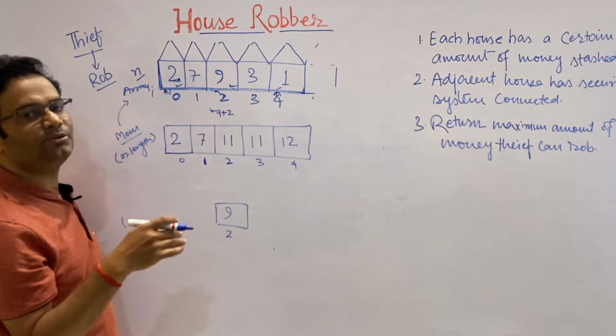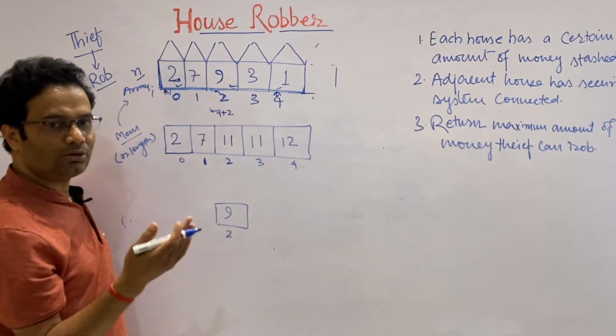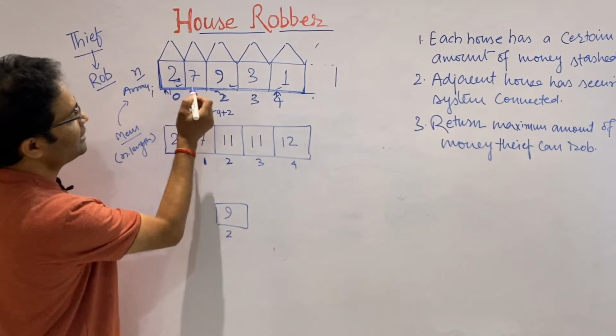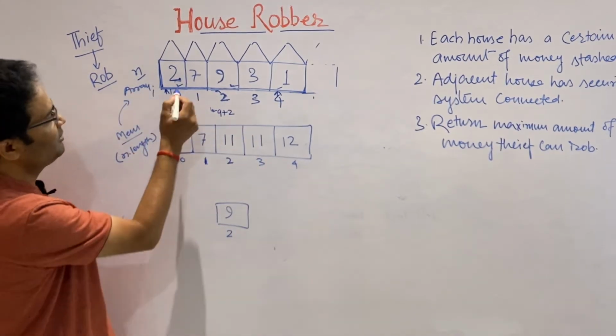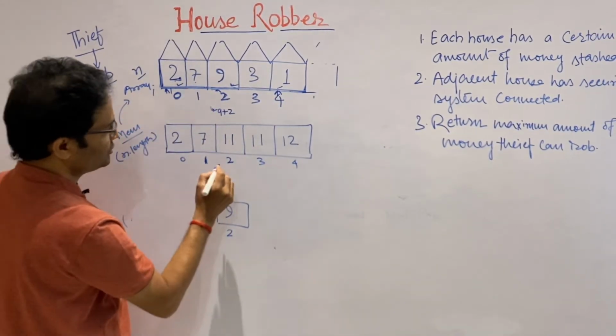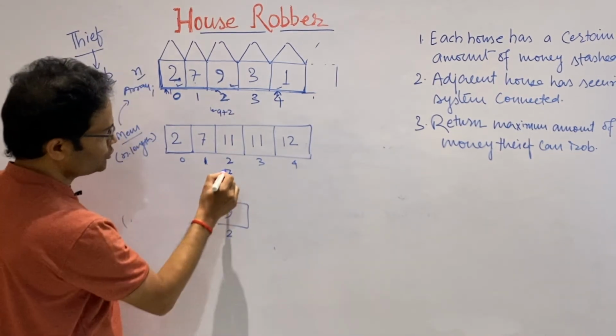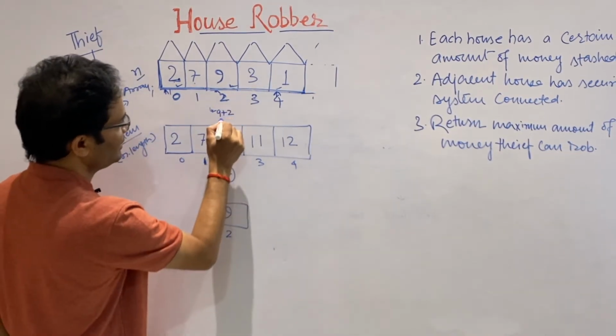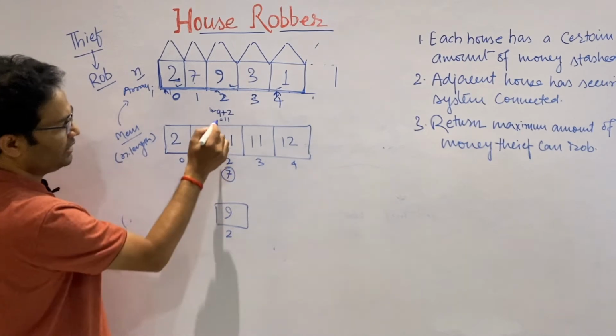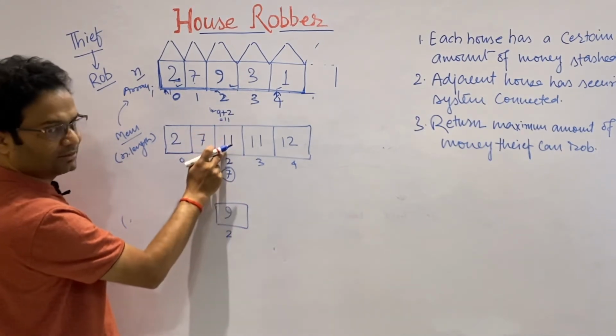Another option, he will not rob the house. If he does not rob the house, they will have the previous house amount, right? Previous house amount was the 7. So this is the 7. So they have to choose between the 7 and the 11. So obviously 11 is higher, they will put the 11.